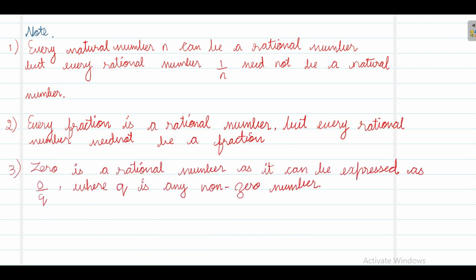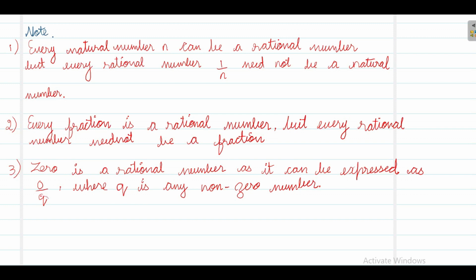The third fact about rational numbers which you must know is that 0 is a rational number, as it can be expressed in the form 0 by q. Here, instead of p, the value of p is 0, so they have written it as 0 by q. So 0 is a rational number as it can be expressed as 0 by q, where q is any non-zero number. So q should not be 0.